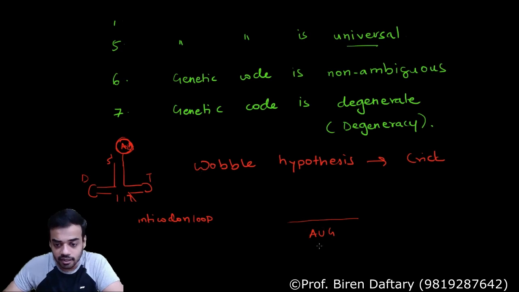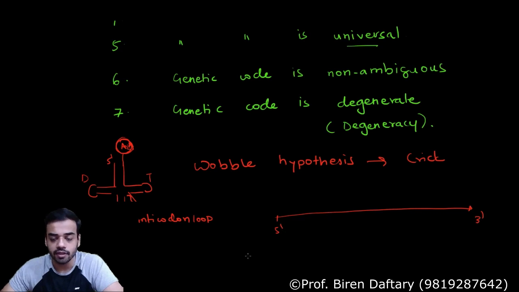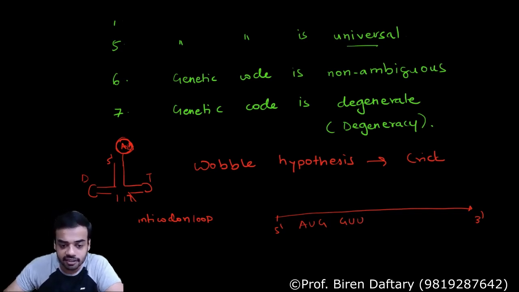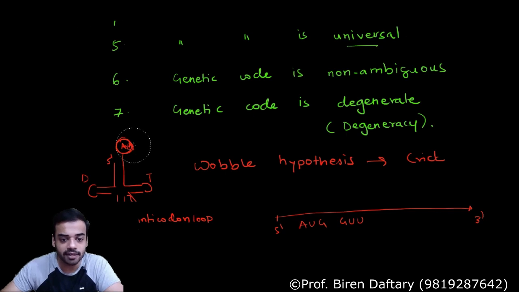Now what is the wobble hypothesis? Please pay attention. Now I am changing the sequence over here and also over here. I am drawing this tRNA 5 prime to 3 prime. Suppose I write the next codon as GUU over here. Now tell me which tRNA will attach to GUU. The tRNA having the sequence CAA will attach, correct? Everybody knows this because they are going to be complementary.